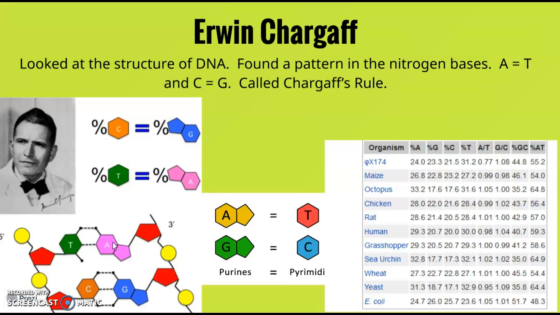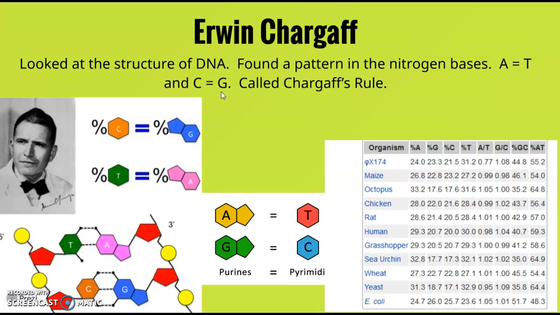And he discovered a pattern: the number of adenines equals the number of thymines, and also the number of cytosines equals the number of guanines. This became known as Chargaff's rule.